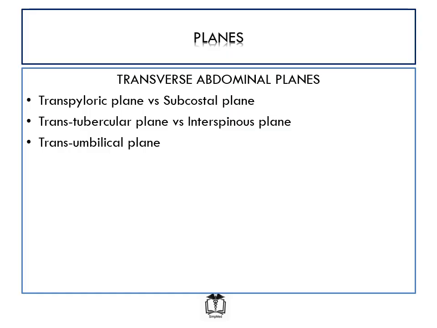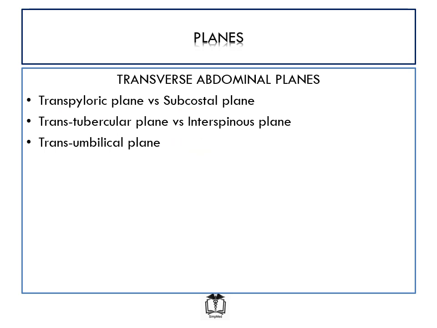Let's talk about the horizontal abdominal planes. These are also called the transverse abdominal planes. We have a total of five different transverse abdominal planes: transpyloric plane, subcostal plane, transtubercular plane, interspinous plane, and then the transumbilical plane. In the formation of regions, we could either make use of the transpyloric plane or subcostal plane superiorly and the transtubercular plane or the interspinous plane inferiorly. So these are used in the formation of regions of the abdomen. We have nine of them. For the formation of quadrants of the abdomen, we prefer to use the transumbilical plane. Now, what are each of these planes?